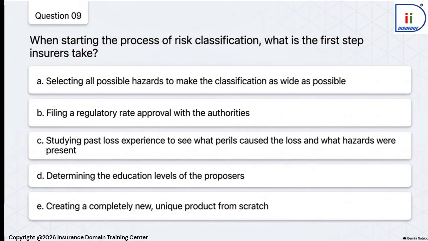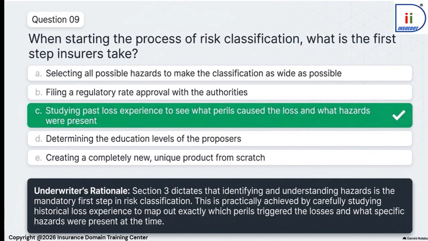Have you chosen the answer? Pause the video if you need some more time. The correct answer is option C, studying past loss experience to see what perils caused the loss and what hazards were present. Identifying and understanding hazards is the first step in risk classification, which is done by carefully studying past loss experience to see what perils caused the loss and what hazards were present.